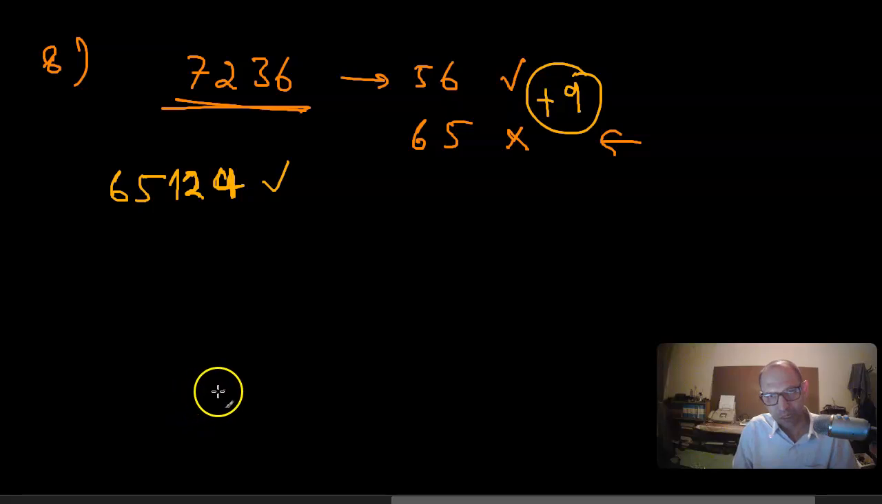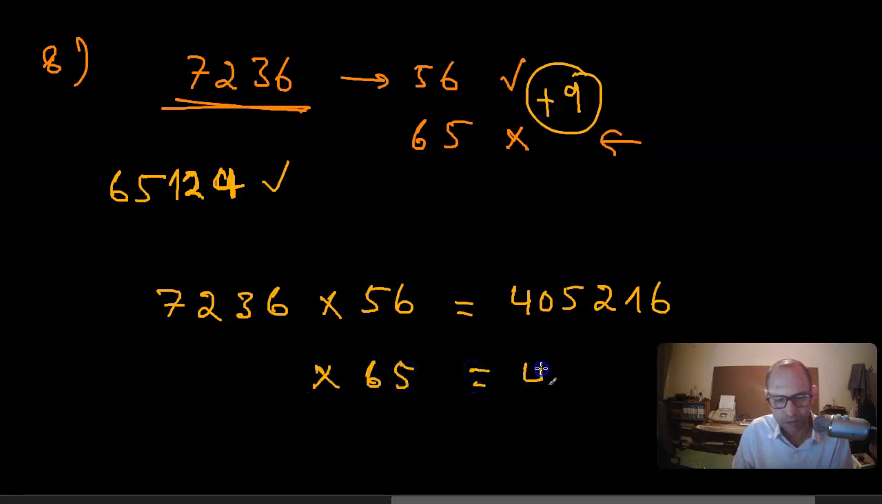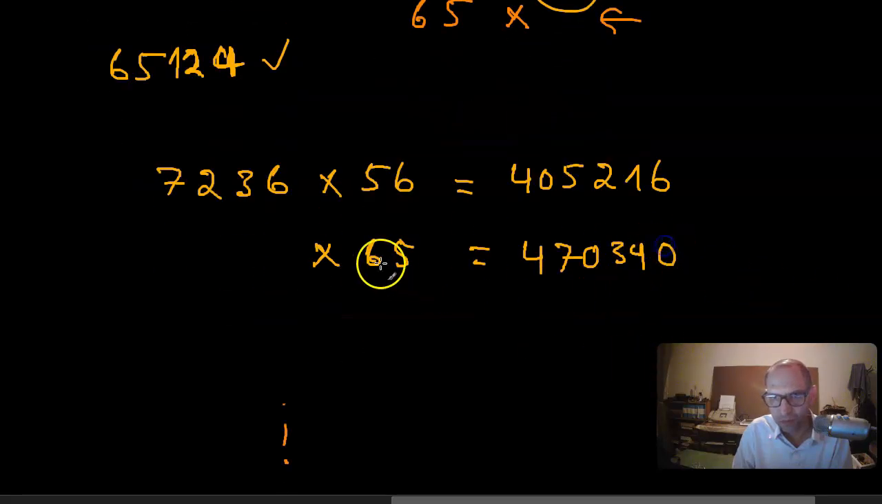And now let's actually do the calculation and check. I have 7,236 times 56, which is 405,216. And then 7,236 times 65, which is 470,340.